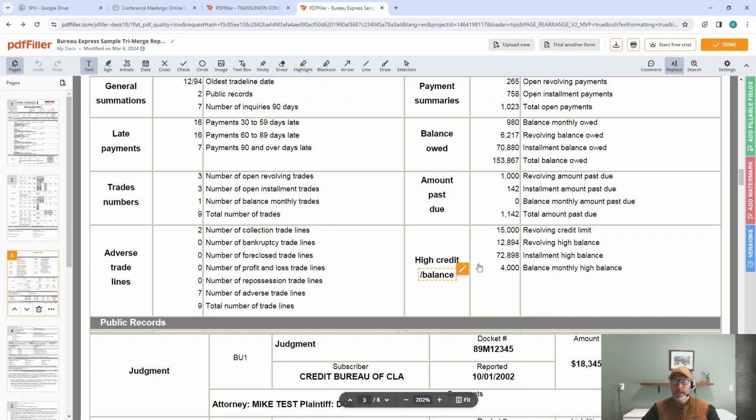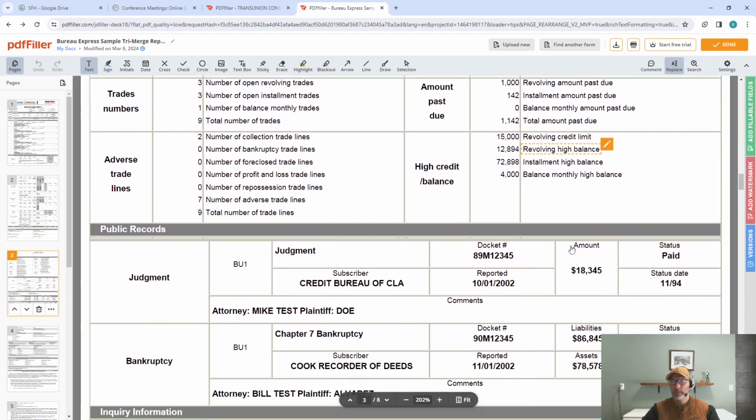If this particular one, if you were to see they had a revolving credit limit of $15,000 and a revolving high balance of $20,000, this person would be considered very overextended and having not lived within the balances that they were allocated by the credit companies, and that would hurt their credit score.